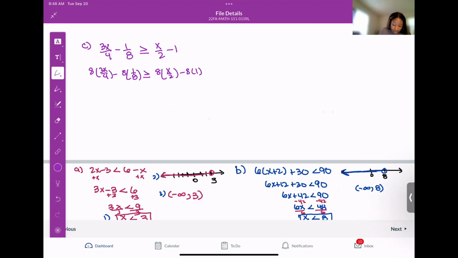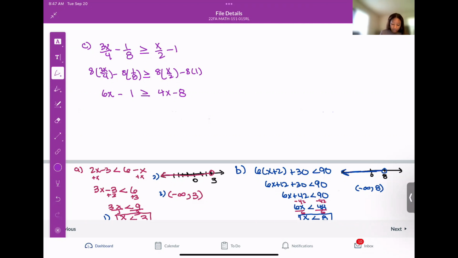What does this give us? 8 times 3x divided by 4, that's 24x over 4, which is 6x, minus, the 8's cancel out in the next term, so we have 1, is greater than or equal to 4x minus 8. Our life feels better already now that all of those fractions are gone. Take your time at that step to make sure that you are simplifying properly. But if you find the right LCD and you simplify properly, all of the denominators should cancel out. Let me double check. Yes, I believe so. All right, on to the next step.